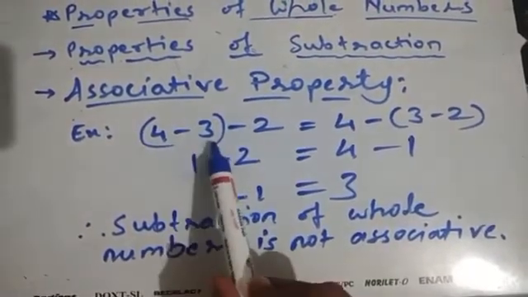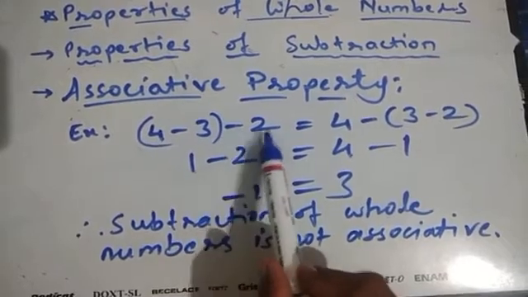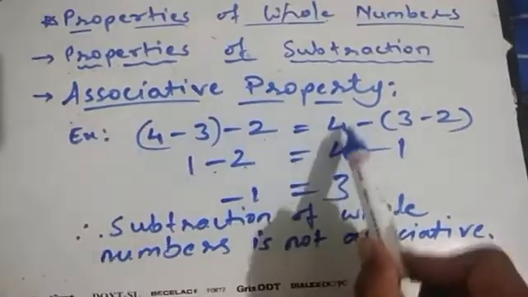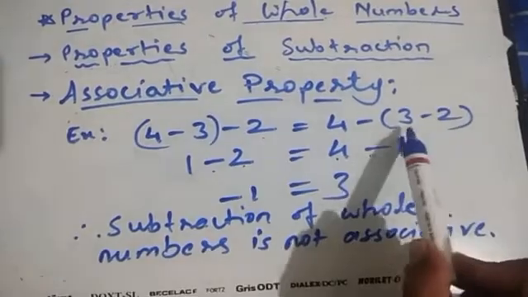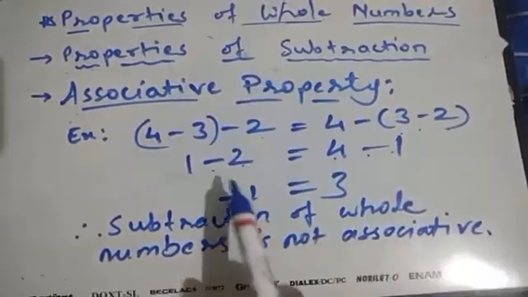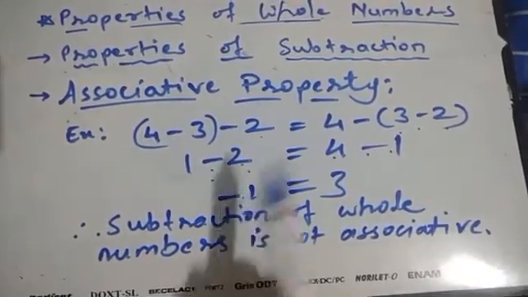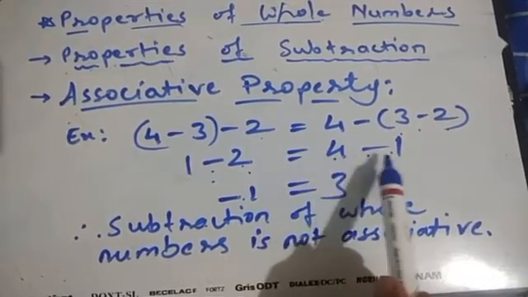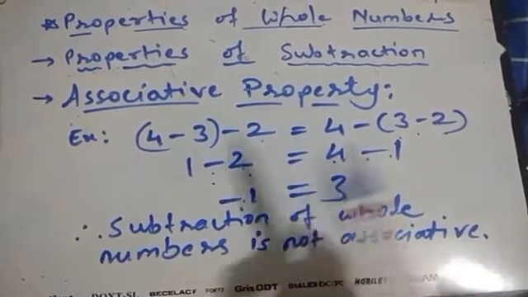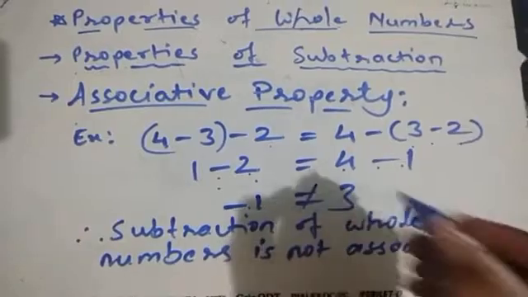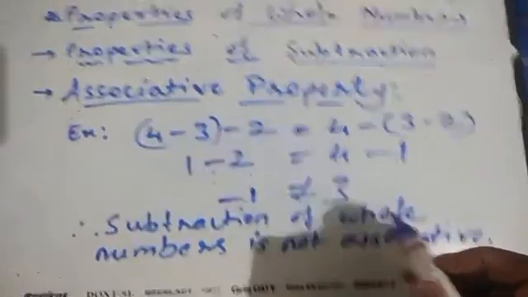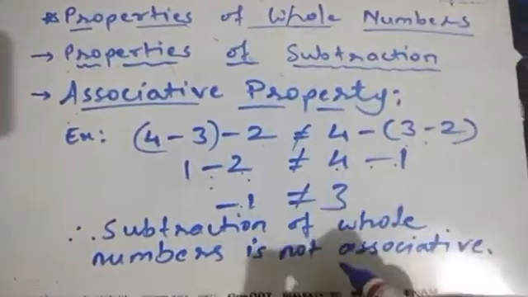Now see here, 4 minus 3 is what? 1. Minus 2 as it is, equal to this. Here 4 as it is, minus sign as it is, 3 minus 2 is what? 1. Therefore here 1 minus 2 is what? Minus 1. Equal to 4 minus 1 is what? 3. We are getting different answers here, where minus 1 is not equal to 3. Therefore this is not equal, right?